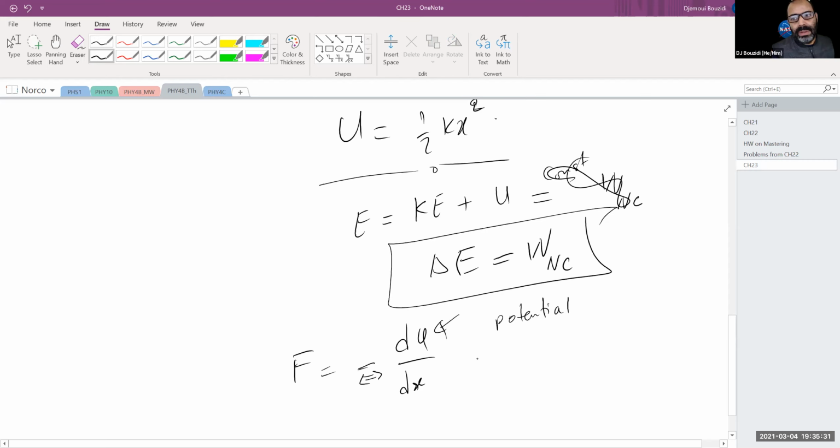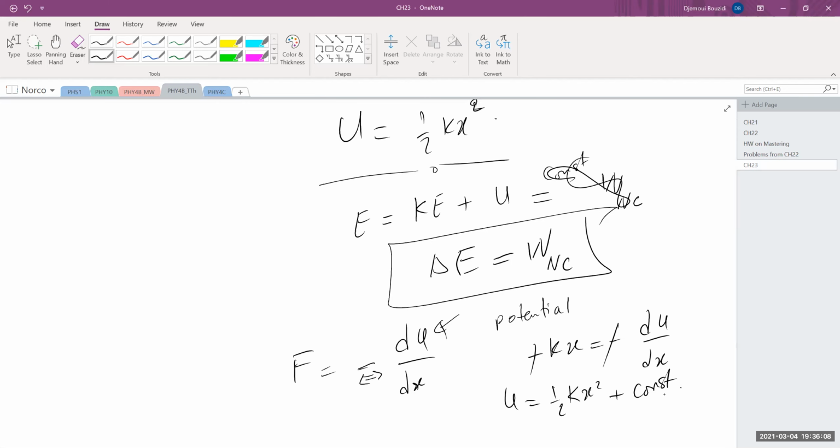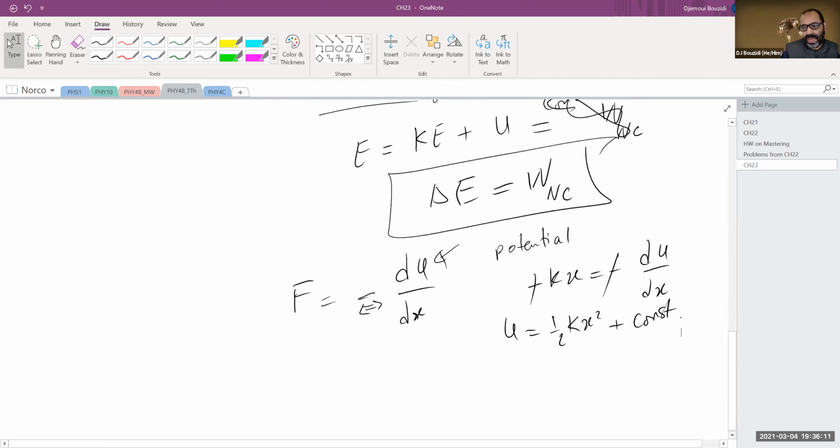So if you're curious, for example, for the spring, it's when minus kx is equal to minus dU over dx. So if I integrate this expression in here, the minus cancels the minus. So what is the function that gives me kx if I take its derivative? It's 1/2 of kx squared. Do you guys remember that? Plus a constant, of course, because I'm integrating. Do you remember the potential energy for a spring being 1/2 k times the spring elongation squared, or contraction squared, from your physics 4A? Yeah, good, good.